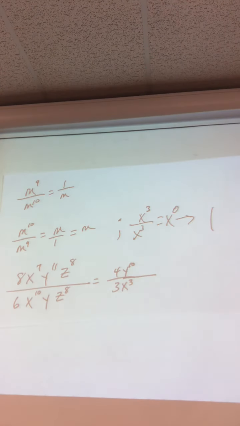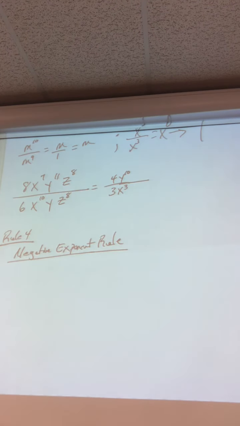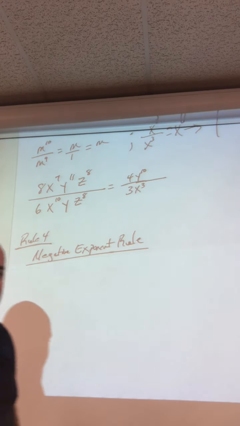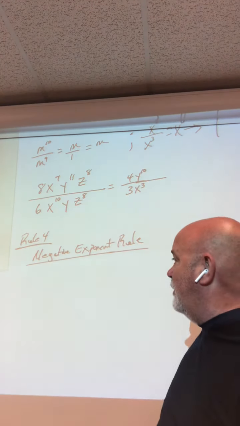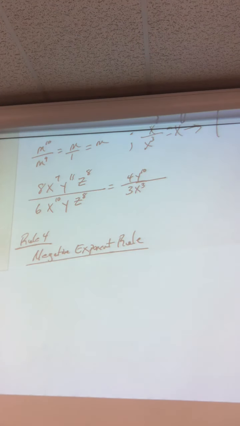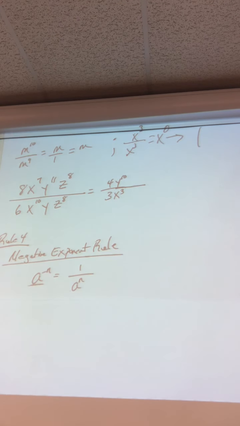Okay, to close out this section, I want to do one last rule with you, and it's called the negative exponent rule. Now, what I want to do first is uncover the rule and just let you copy the rule, and then I'll explain it. A to the negative n is just 1 over a to the n.